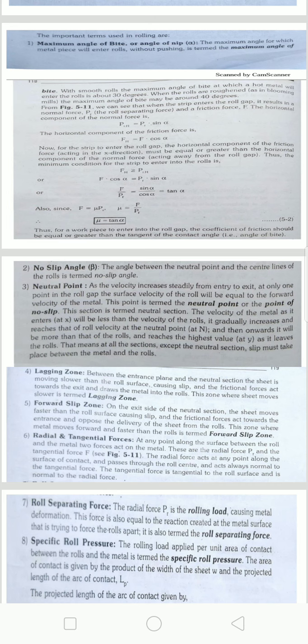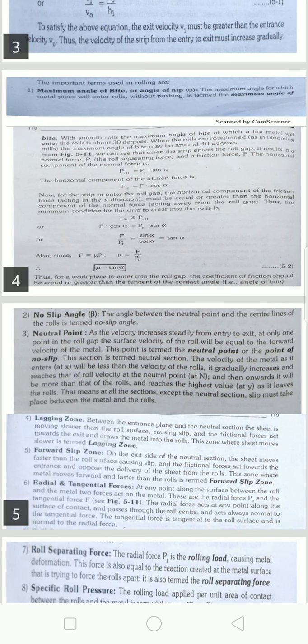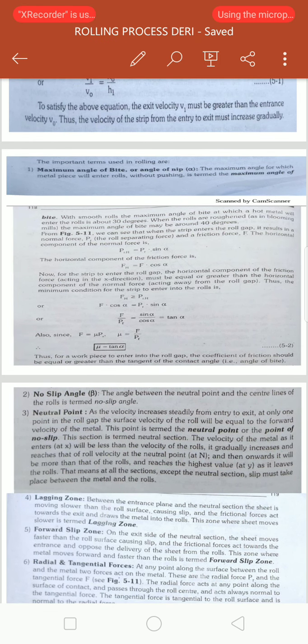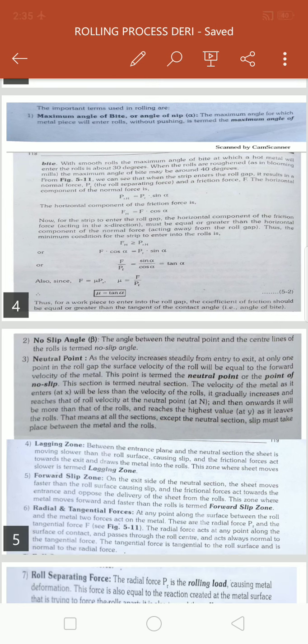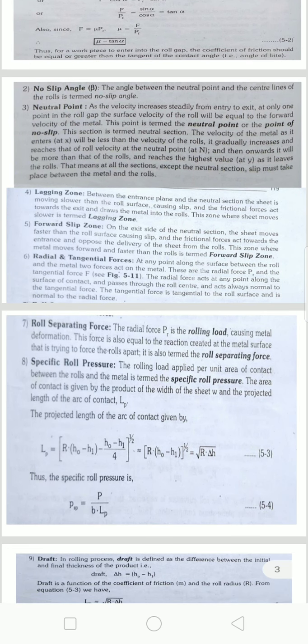The area of contact is given by the product of the width of the sheet W and the projected length of the arc of contact LP. Therefore the projected length of arc of contact is given by LP is equal to the square root of R into H naught minus H1 minus (H naught minus H1 by 4) squared, which is approximately R into H naught minus H1 to the power of half, that is equal to the square root of R into delta H. You call it equation 5.3.